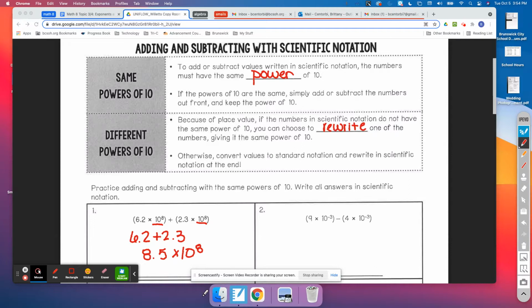Next, we've got 9 times 10 to the negative 3 minus 4 times 10 to the negative 3. So I've got negative 3, don't have to change those. So I'm just going to do 9 minus 4. 9 minus 4 is 5. So I get 5 times 10 to the negative third.